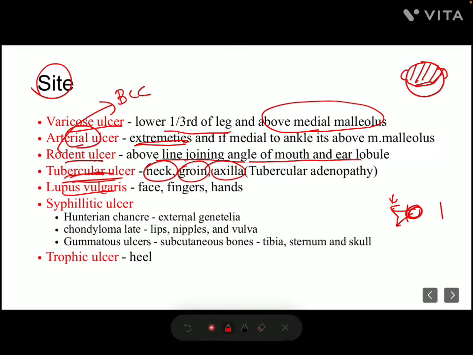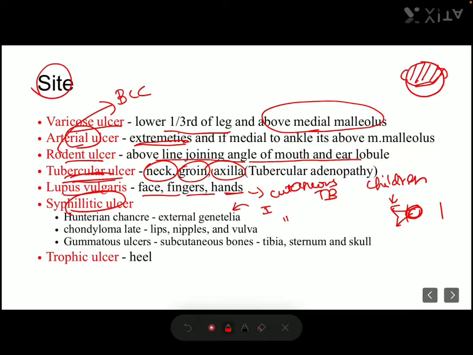Lupus vulgaris. This is just the cutaneous form of tuberculosis. This is more likely to affect the face, fingers, and hands, and is more likely to occur in children and younger adults. Next, let us talk about syphilitic ulcer. As the name implies, this is due to syphilis. In stage 1 of syphilis, you will have Hunterian chancre. This is a painless chancre that you will get towards the external genitalia.